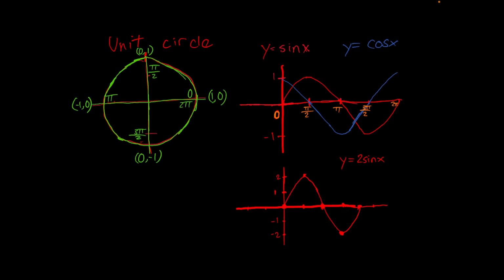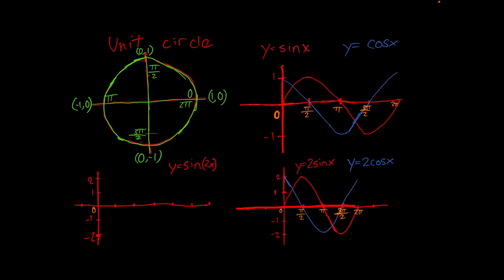So let's try doing that with cosine now. So we're multiplying cosine of x by 2. Cosine of x, or cosine of theta, equals the x-axis. So 1 times 2 is 2. 0 times 2 is 0. Negative 1 times 2 is negative 2. And 0 times 2 is 0. Finally, 1 times 2 is 2.